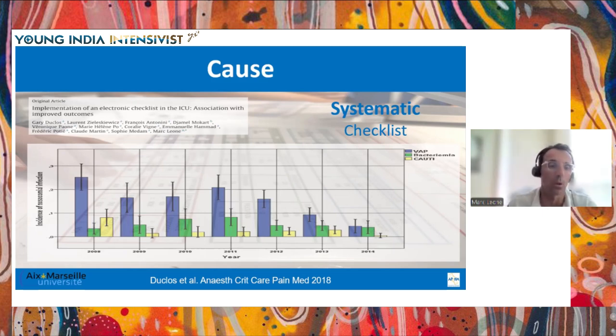You can see the rate of VAP, of ventilator-associated pneumonia, in this study after the implementation of a systematic checklist, an electronic checklist that we use at the bedside, and that can be very efficient to decrease the rate of infection due to not useful devices. We don't have to keep a central line if we don't need it. We don't have to keep a urinary catheter if we don't need it. And that's a process to decrease the exposure to not useful devices.